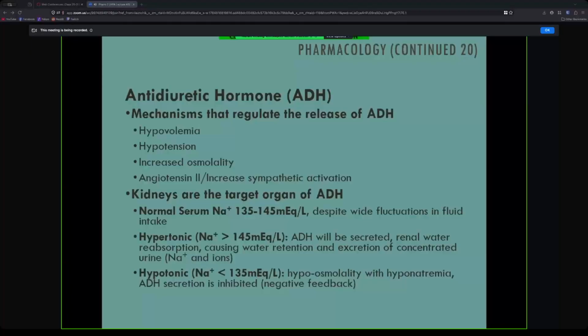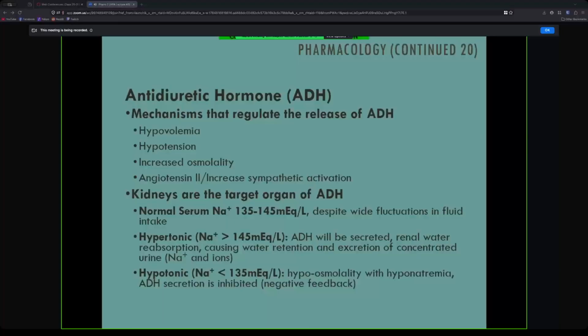So the take-home there is that ADH release is going to be triggered by volume-based signals, so baroreceptors based on the volume of fluid in our system, and also the concentration-based receptors, osmoreceptor signals. Osmolarity is normally the more sensitive trigger for ADH release. So a reminder that normal serum sodium, on the slide, is 135 to 145 milliequivalents per liter, tightly maintained despite wide variation in fluid intake by our patients.